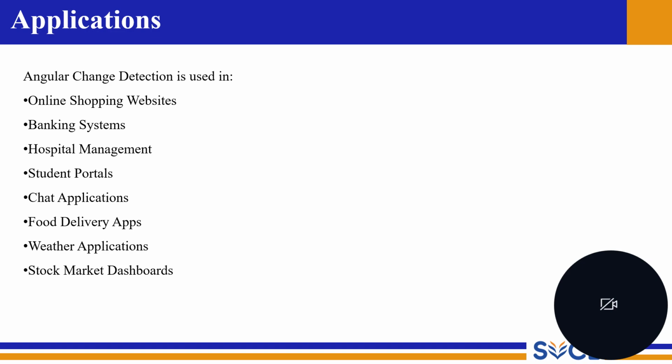The sixth one is food delivery applications. Update the order status such as order confirmed, preparing, out for delivery, and delivered in real time. For example, Swiggy, Zomato. And then the weather applications automatically refresh the weather details such as temperature, humidity, and forecast when new data is received. Example, weather apps. The final one is the stock market dashboard. Continuously update the stock price, market indices, and charts as new market data arrives. For example, NSE or BSE trading platforms.